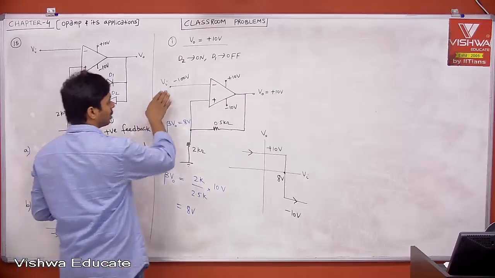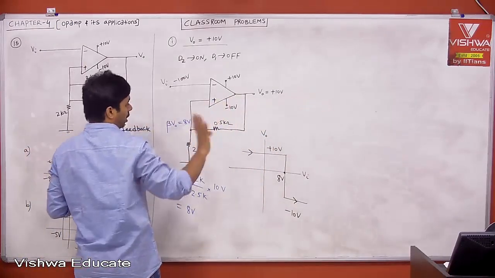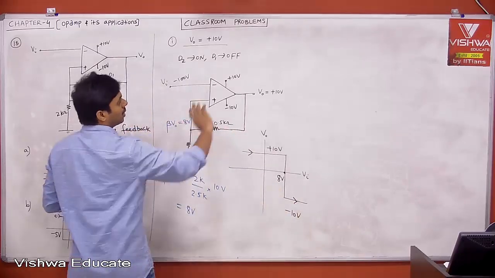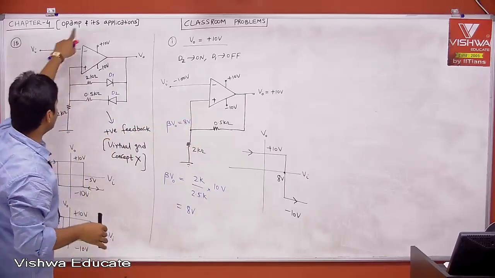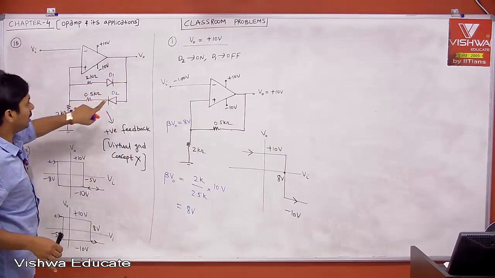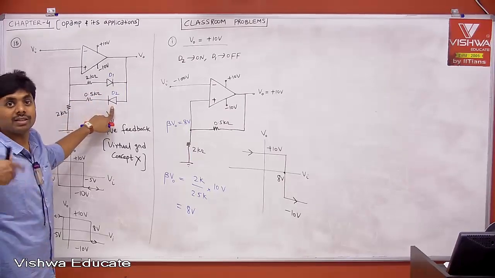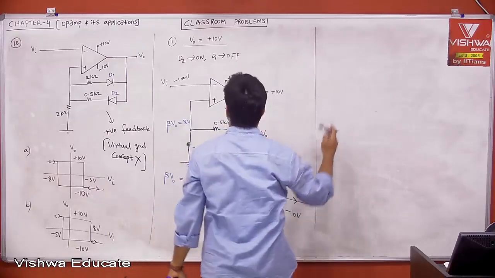But once input crosses 8, then if you come back, now the switching point is not 8, it will not become minus 10 to plus 10. No, now the switching point is different. When output is switching from plus 10 to minus 10, this is your original circuit. Now when output is minus 10, D1 will be on, D2 will be off. Now the state is changing. That is the circuit. Now let's see what that is.